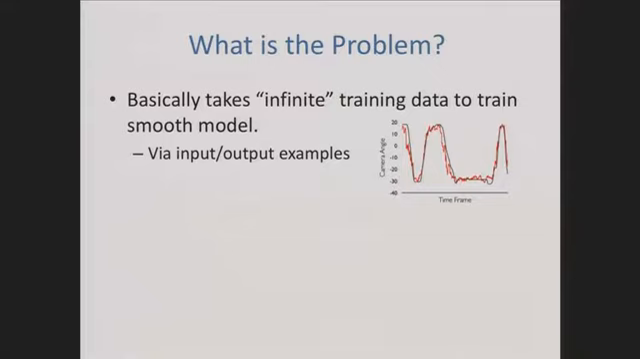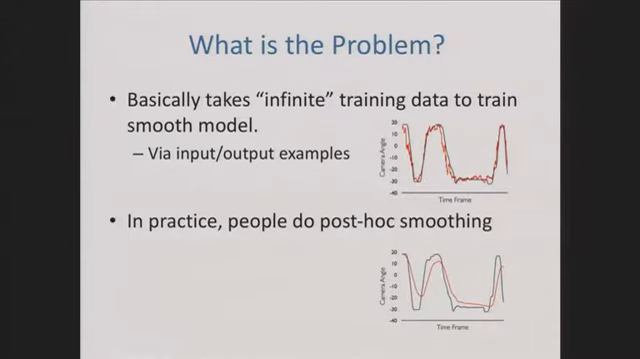The main problem with this particular prediction is that it's extremely jittery, right? You really would not want to watch video composed by the red line. You'd probably get a headache, right? And so what's the problem? So intuitively, and I'm being sort of semi-facetious here, it basically takes quote-unquote infinite training data to train a smooth model using only input-output examples in this continuous output space, right? Because for every possible set of jittery behavior, you want to say, OK, I want to correct in this way that's smooth.